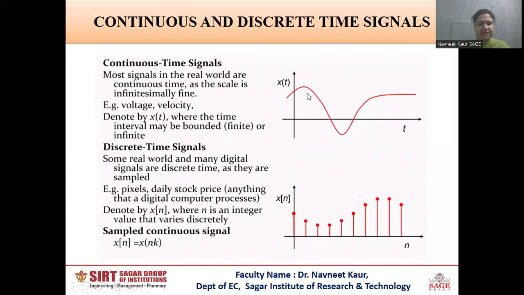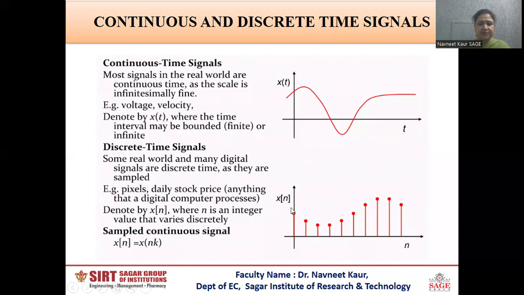A discrete time signal is obtained by sampling of this continuous time signal, and it is defined at only discrete instants of time. For example, the daily stock price or the temperature at a fixed interval, say after every 1 hour of any day.